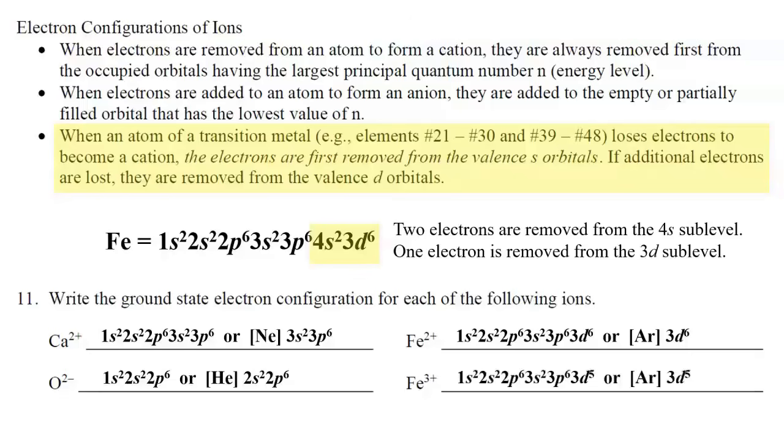You can see that my electron configuration now stops at 3d5 instead of 3p6. So students will sometimes struggle with removing electrons from a transition metal atom. So this rule says to always take them from the s valence shell and then take them from the d valence shell.